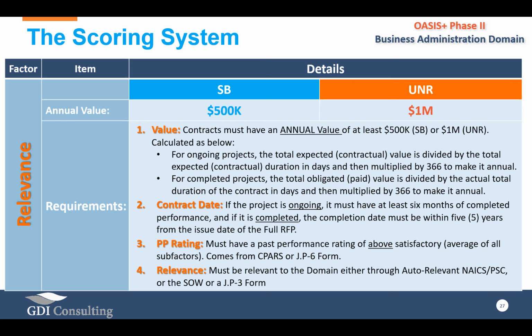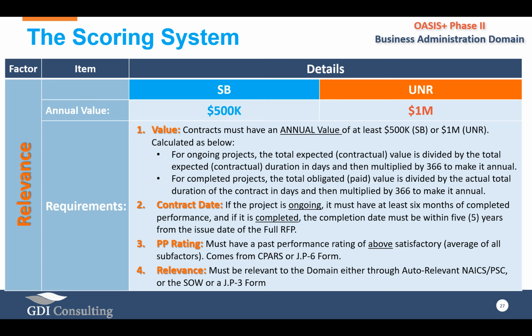The first requirement is called the minimum annual value. Contracts must have an annual value of at least $500,000 for small business and $1 million for unrestricted to be used. If they're below that, they cannot be used. Now, how do you calculate that? If you have an ongoing contract, then the total expected or contractual value, what's written on the contract, because it hasn't finished, it's ongoing, so you don't know exactly. So you take what's written on the contract documents as the Bible.